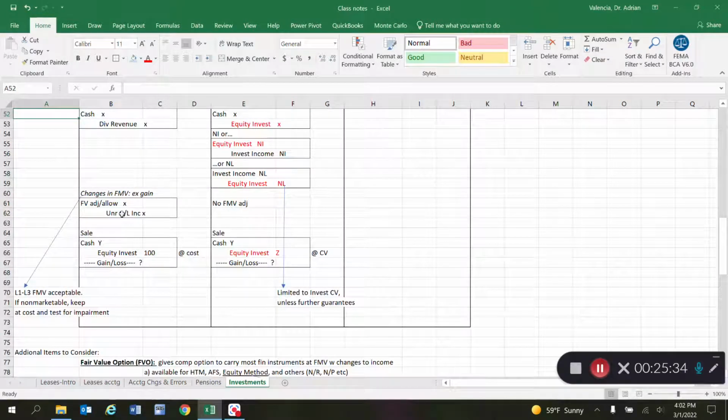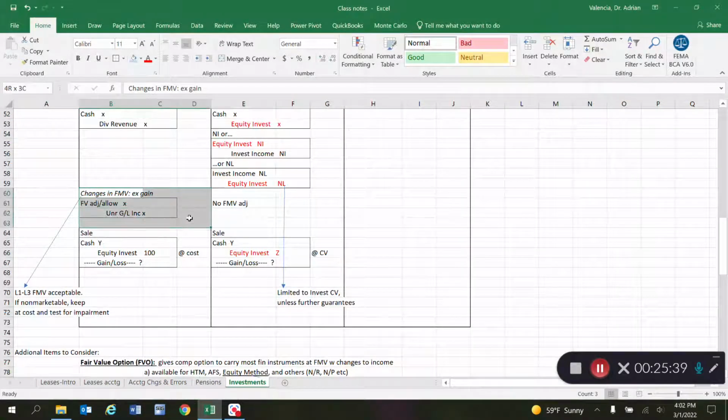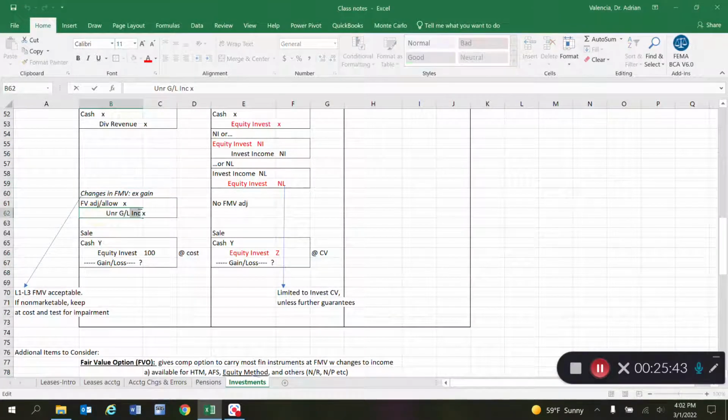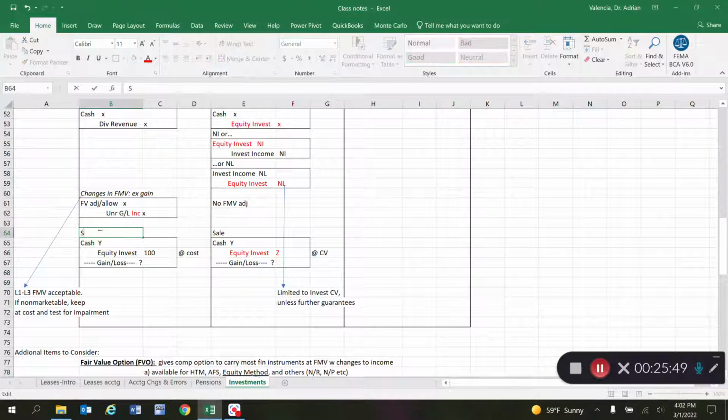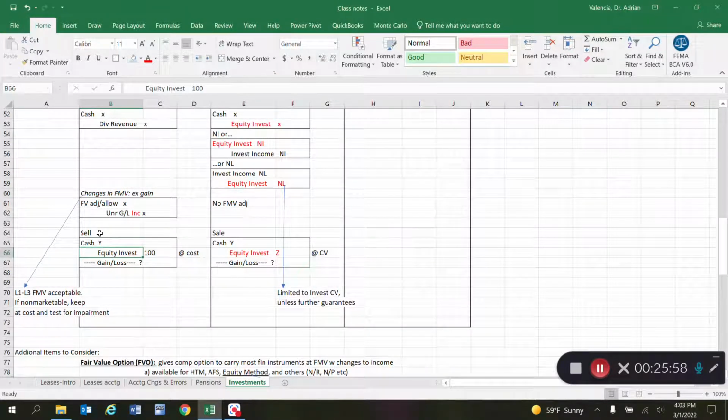But going back to this, here's an example of how I recognize the unrealized gains and losses that go into income. So let's highlight that. And then lastly, if I later sell the investment, same thing. I'm going to have the cash, whatever that may be, and then the equity investment comes out at cost.